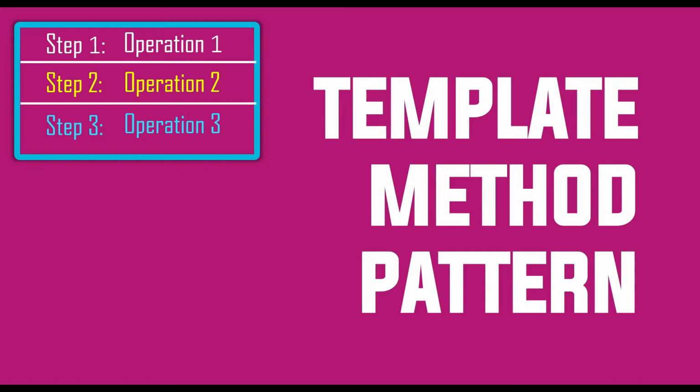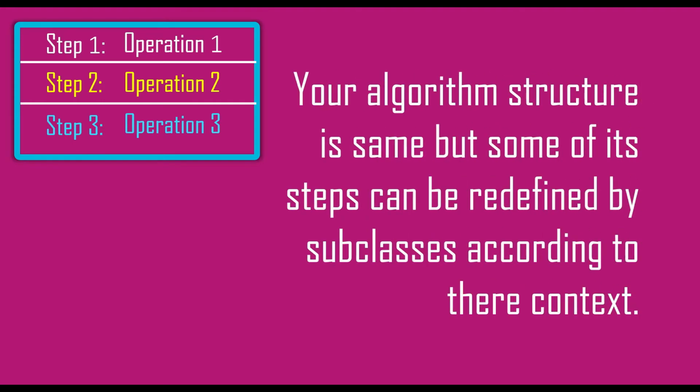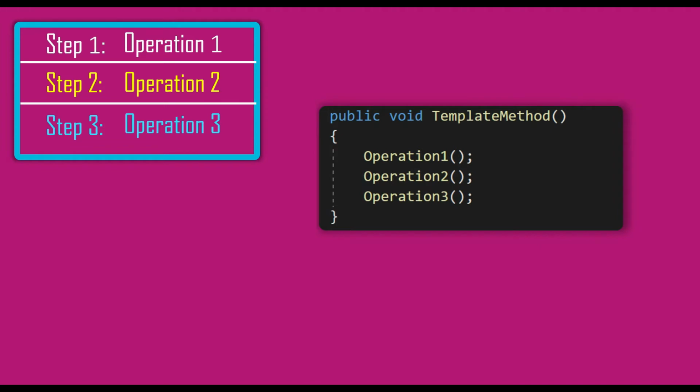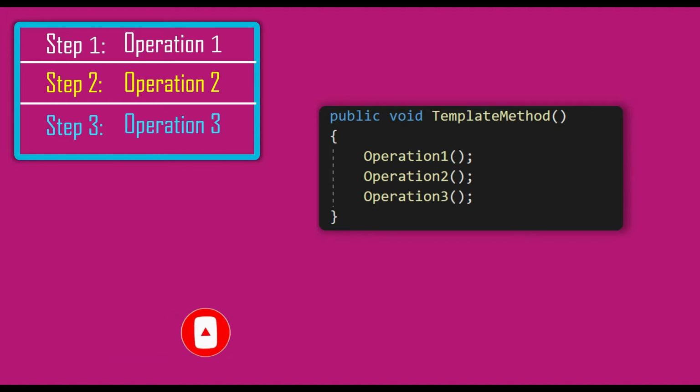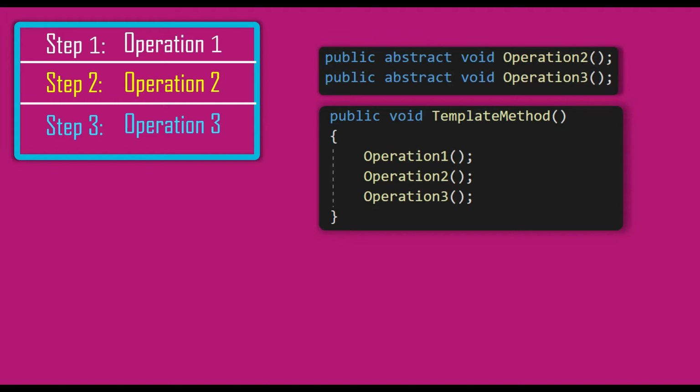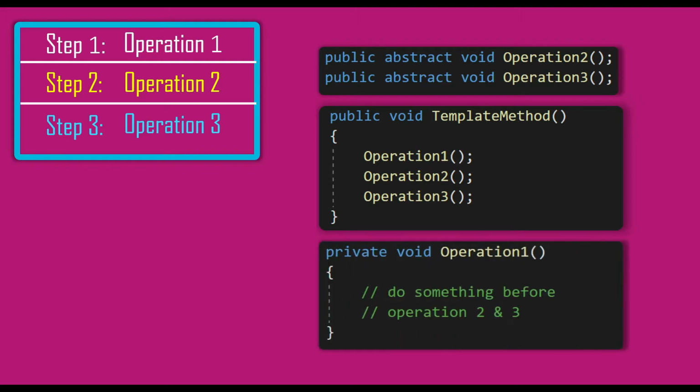It means your algorithm structure is the same, but some of its steps can be redefined by subclasses according to their context. So let's see how we can achieve this using the template pattern. In your component you will create a template method which specifies the order of calling each operation. For the operations that you want the user to provide their own implementations, you will mark them as abstract. Of course, as mentioned, you can create a virtual method as well.